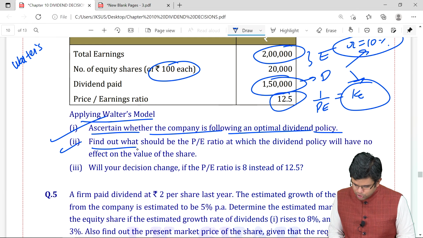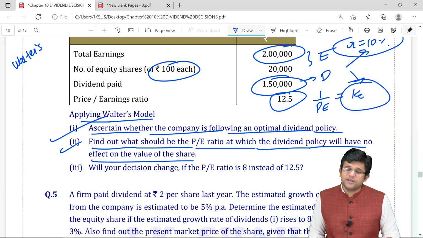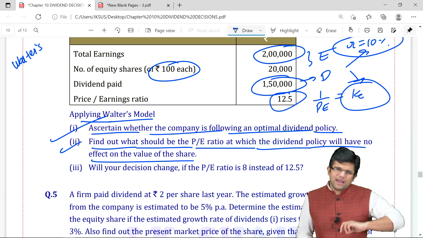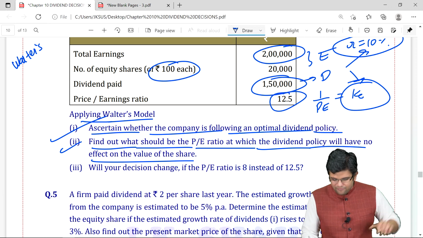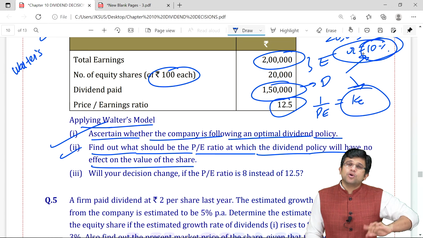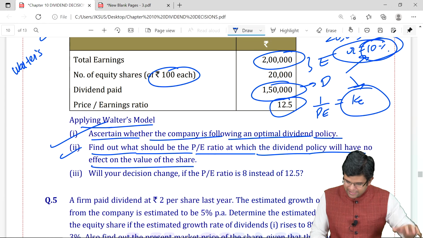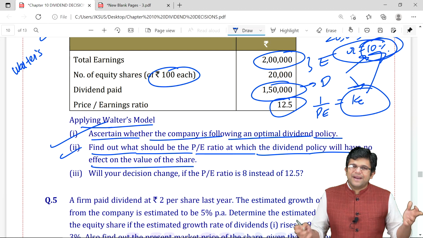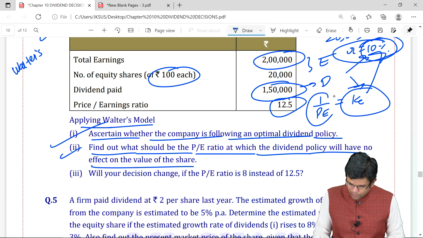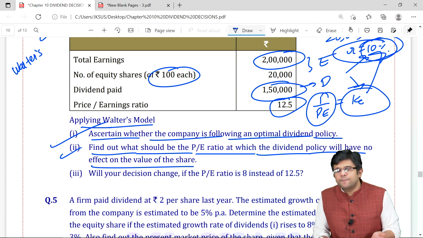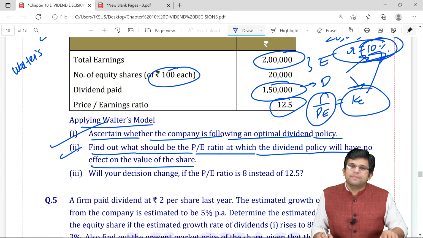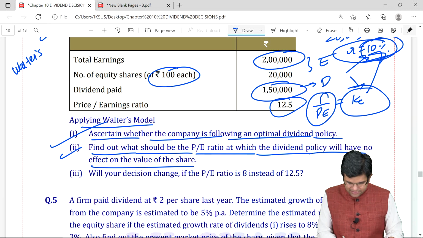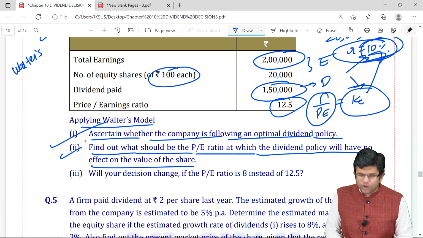Point number 2, what should be the P/E ratio at which the dividend policy will have no effect on the value of the share? Children, the dividend payout ratio will have no effect on the value of the share only when R is equal to K. We have the R here as 10%. So what will be that P/E at which the K will also exactly be 10%? It is nothing but 1 upon K, right? If 1 upon P is K, then 1 upon K is P. You want the K to be the same as the 10% R. So therefore 1 upon 10%, your P/E ratio should be 10 times. That is as far as point number 2 is concerned.